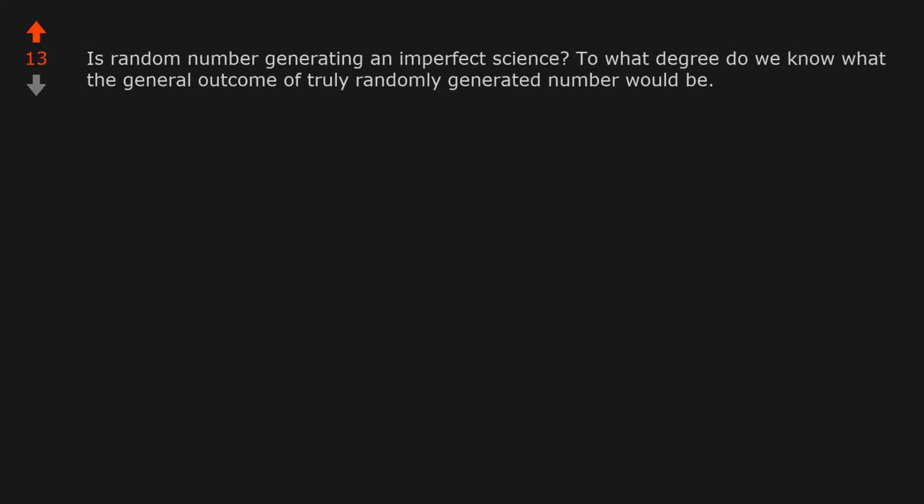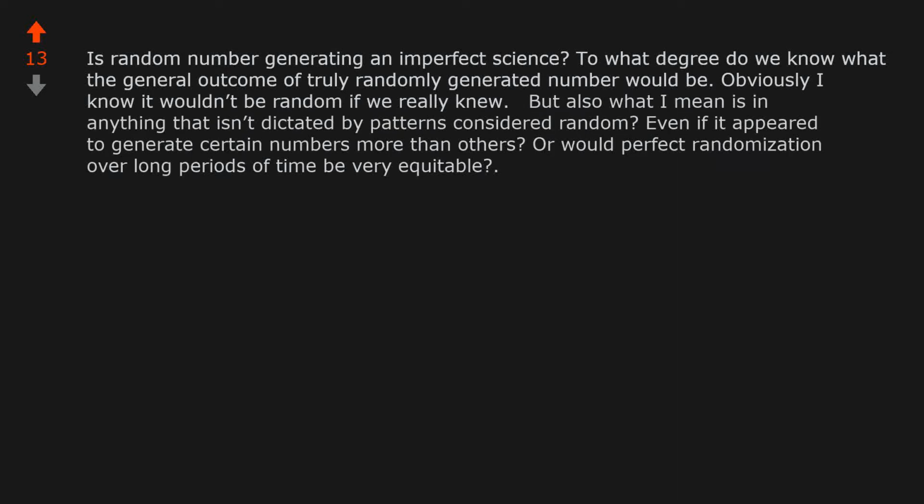Is random number generating an imperfect science? To what degree do we know what the general outcome of a truly randomly generated number would be? Obviously I know it wouldn't be random if we really knew, but also what I mean is, in anything that isn't dictated by patterns considered random, even if it appeared to generate certain numbers more than others. Or would perfect randomization over long periods of time be very equitable?